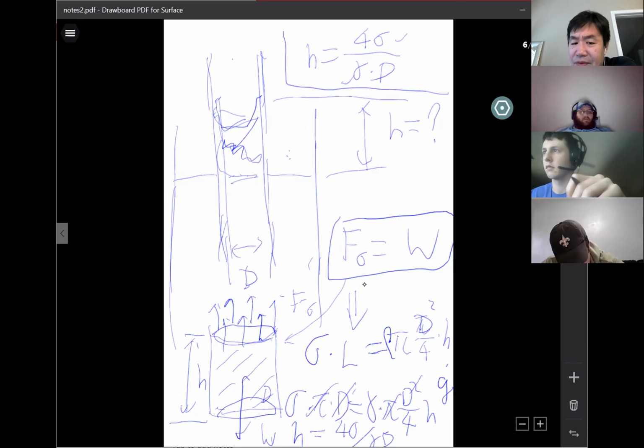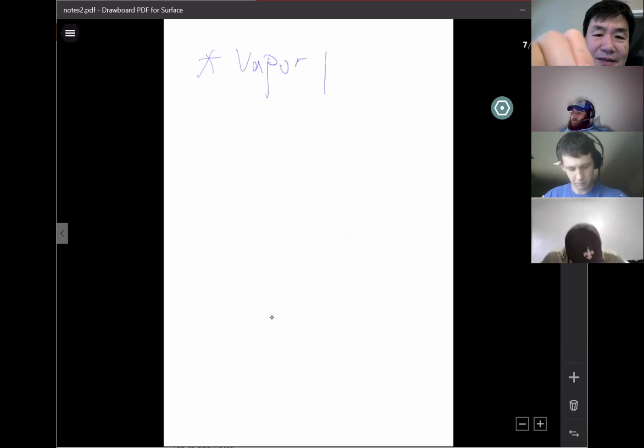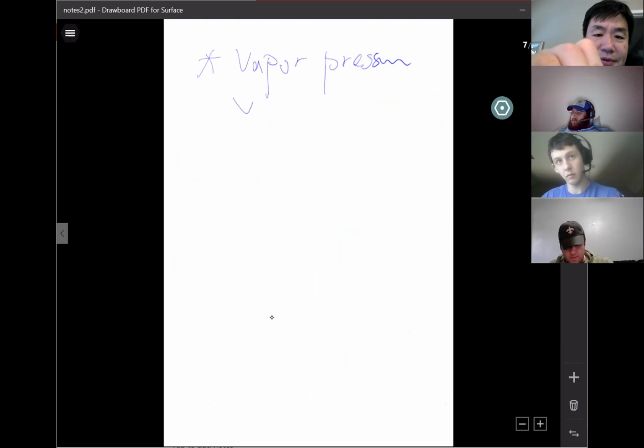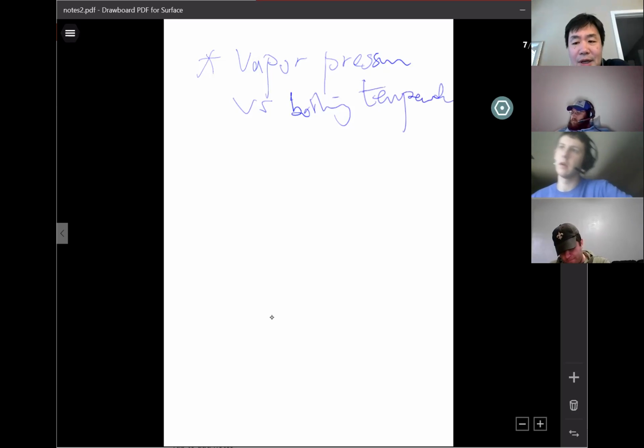Is that good? Okay, so I think one more concept in chapter 2 is vapor pressure. If we're good with surface tension, let's do the last one. Vapor pressure, then nothing to calculate, versus boiling temperature. I want to put them together. You had the thermal, right? Okay, so this is the boiling process.